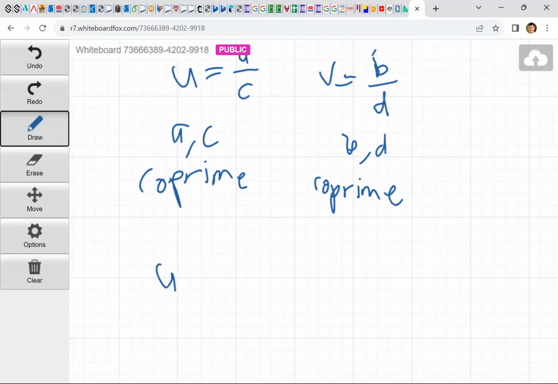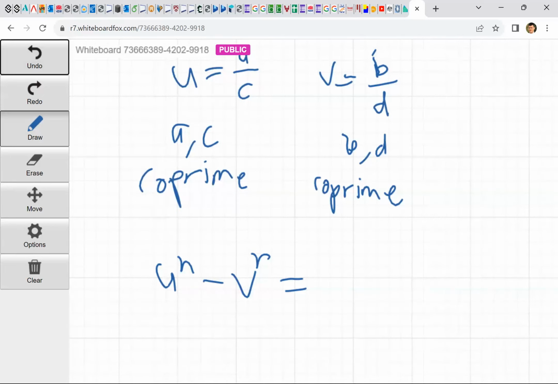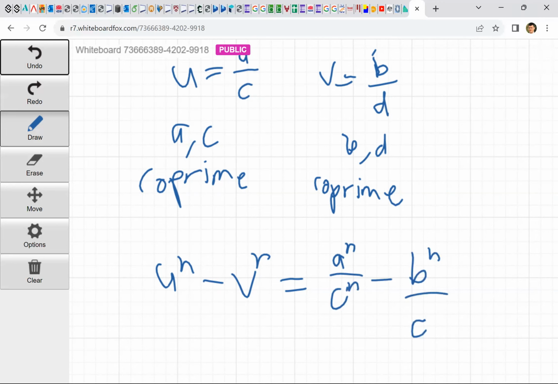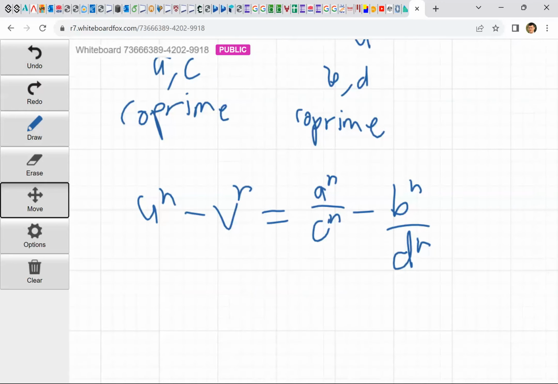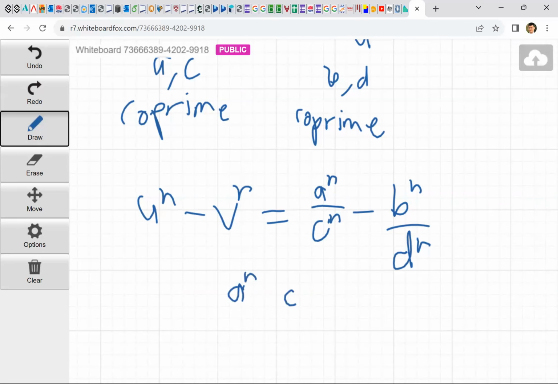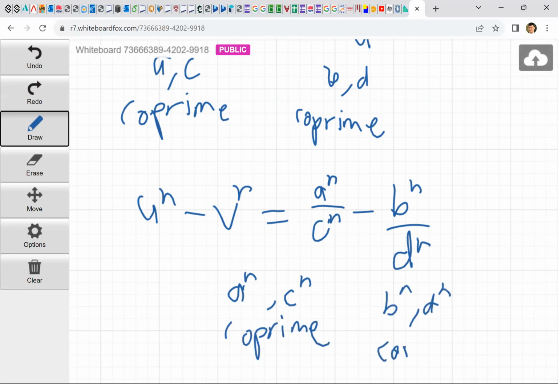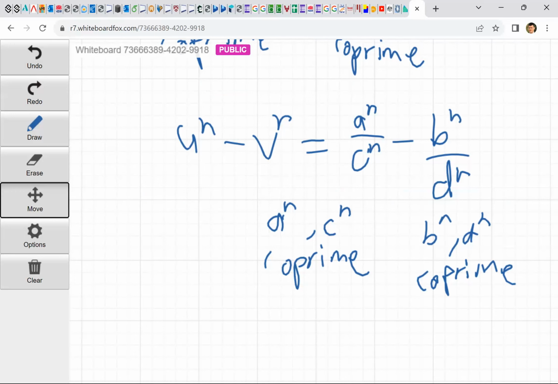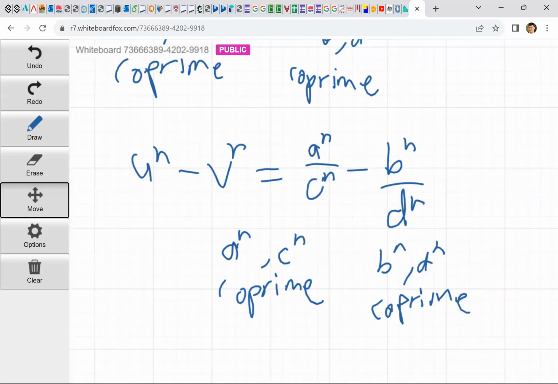So then I wrote U to the n minus V to the n. Then that would equal A to the n over C to the n minus B to the n over D to the n. And notice how A to the n and C to the n are still co-prime, and same thing with B to the n and D to the n. So that's pretty cool. Basically the point is that they're still co-prime, so they still have this property of being the most reduced kind of thing.